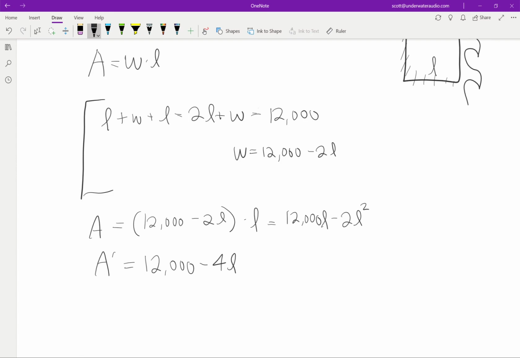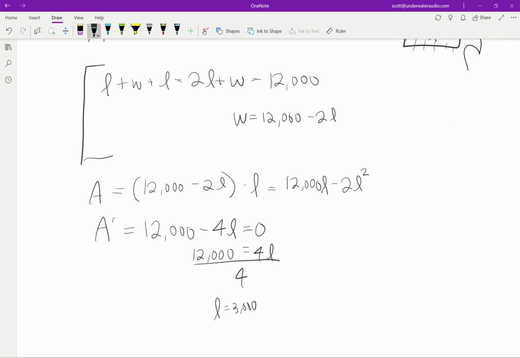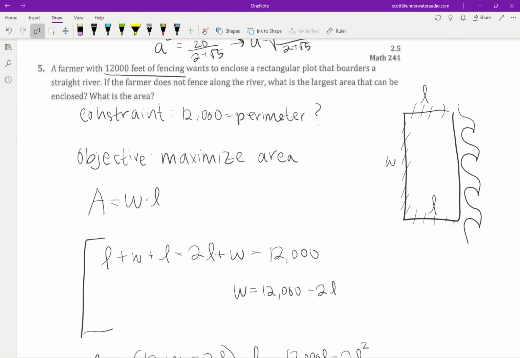So I've got a derivative. I'll set it equal to 0. Add 4L. Divide by 4. Okay, I think that's 3,000. I think L equals 3,000. So I think that's my final answer, but I should check to make sure there isn't more directions here.